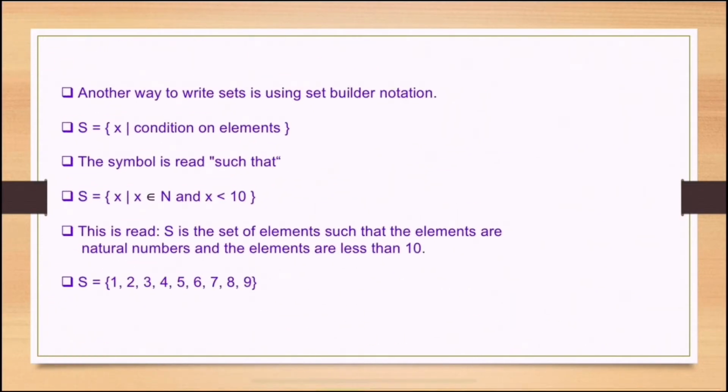Another way to write a set is using set builder notation. As an example, S equals X such that condition on element. The symbol is read as S is the set of X such that X is an element of N and X is less than 10. This is read as S is the set of elements such that the elements are natural numbers and the elements are less than 10. As an example, S is 1, 2, 3, 4, 5, 6, 7, 8, 9.